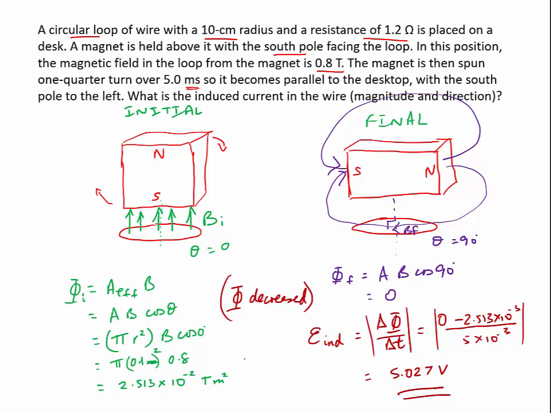And finally, I can just use Ohm's law. Sorry, this is getting a little crowded, but I'm going to squeeze one more thing in here. Actually, let me not do that. Let me just go to the next slide. So I figured out that the epsilon induced, or the EMF induced, was 5.027 volts. And I also had that phi was decreasing between initial and final. So those were the two key takeaways from the previous work that I still need.